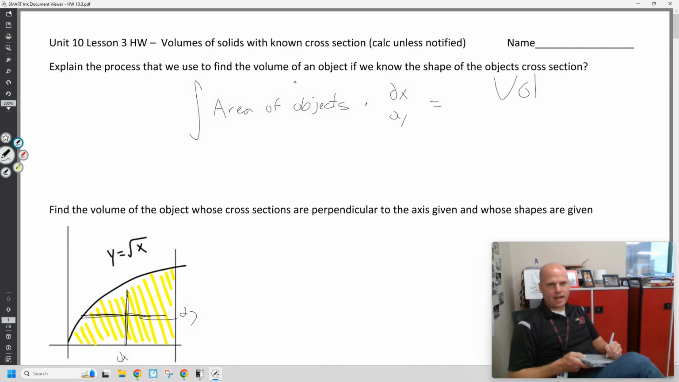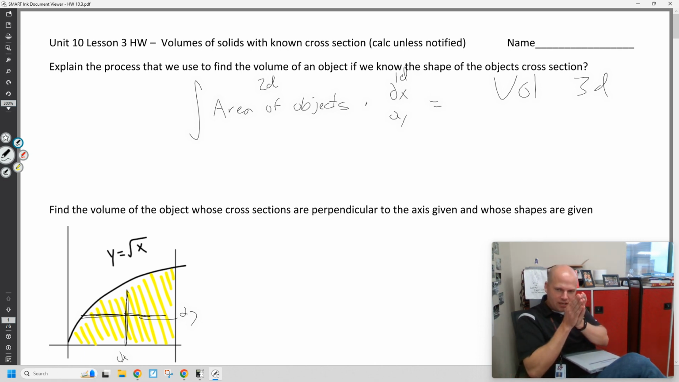volume. Why? Areas are 2 dimensions times a width, which is 1 dimension. 2 times 1 will get volumes, 3D. Okay? Sum up the areas of the objects, each with a skinny width. Boom, you'll have volume.